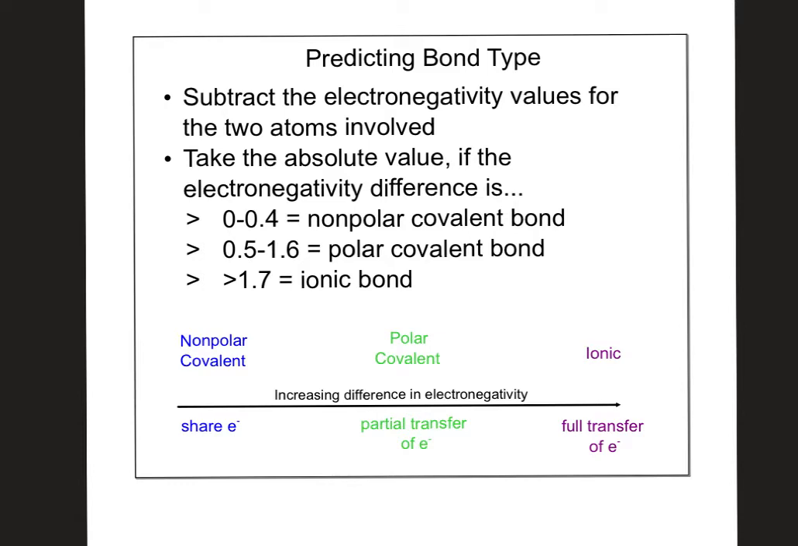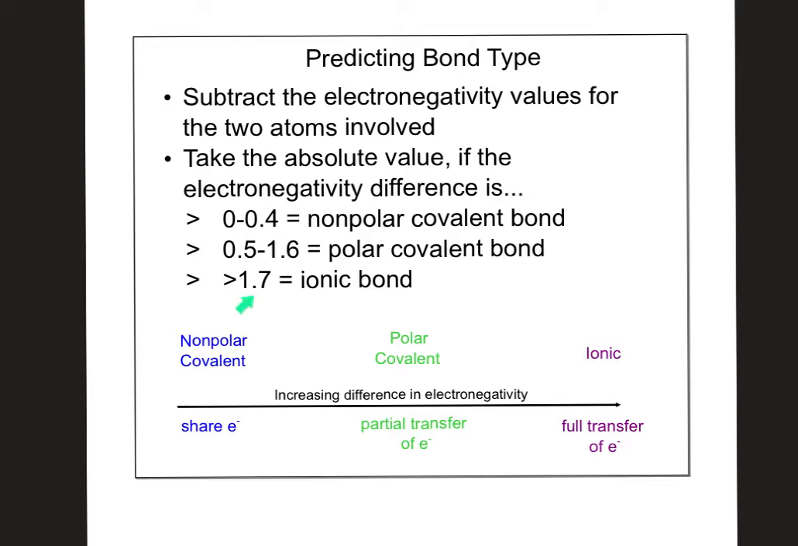If the difference, when I subtract the two numbers for the electronegativity, is between 0.5 and 1.6, that is polar covalent. So we could think of it as a partial transfer, or we could think of it as these two elements are sharing their electrons, but unequally. One atom is taking more of the electrons or pulling them towards itself more.